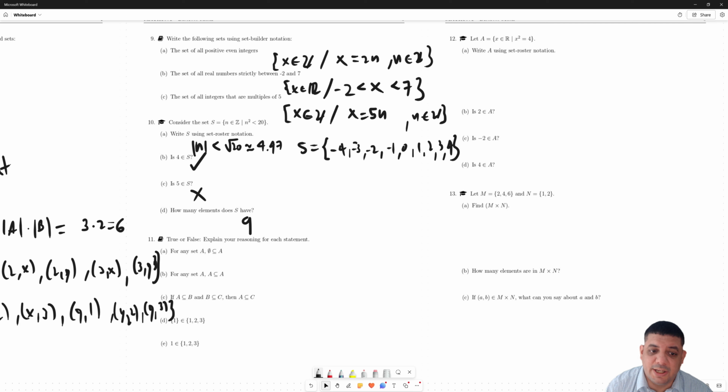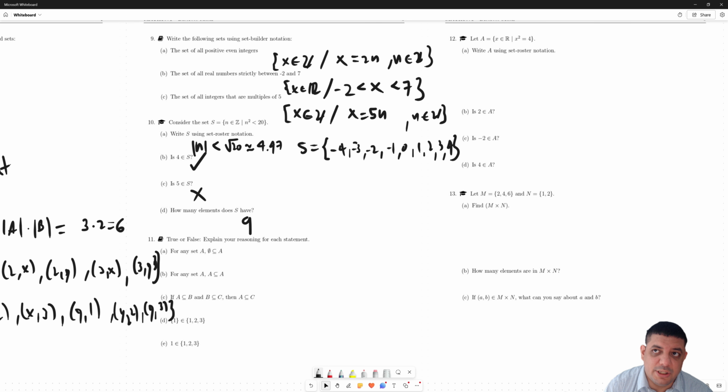You can also check if an element belongs because it matches the condition. So 4 squared less than 20, 16 is less than 20. Yes, it is. Is 5 squared less than 20? No, because 5 squared is 25. So that won't work out.